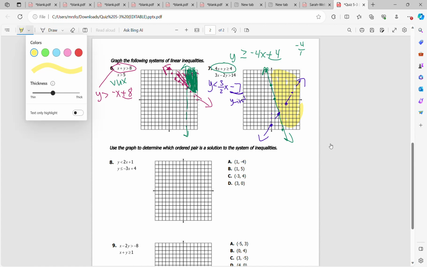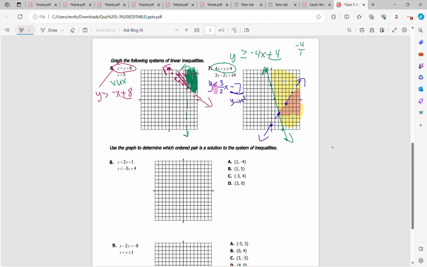All right, and so this tells me it's less than, so I want to shade below it. Okay, and so the actual solution is where the two overlap. So your actual solution is this section.